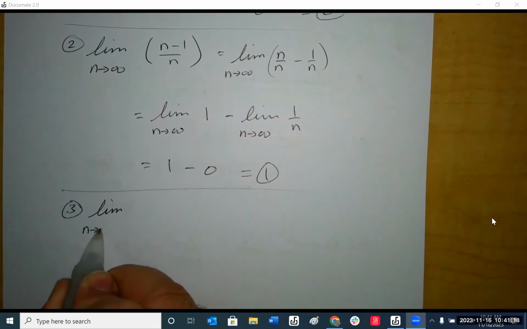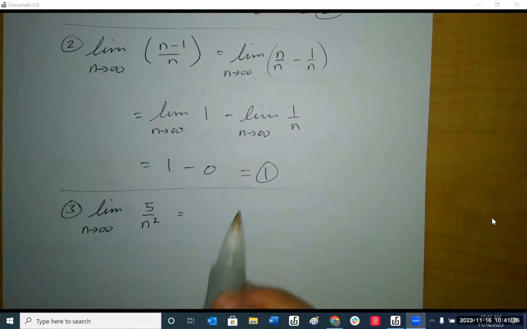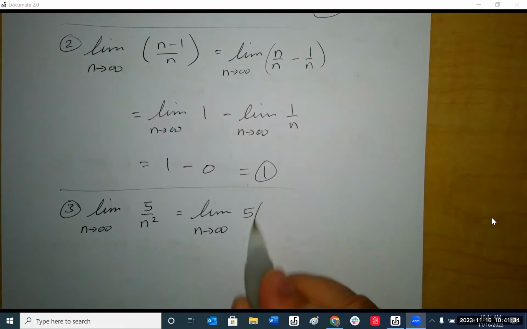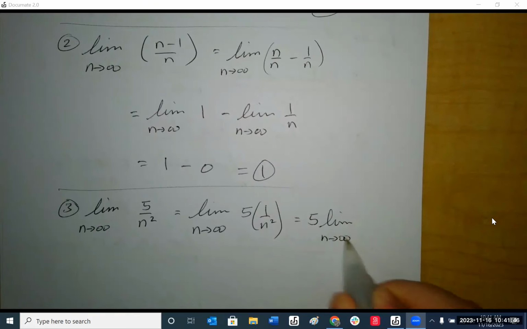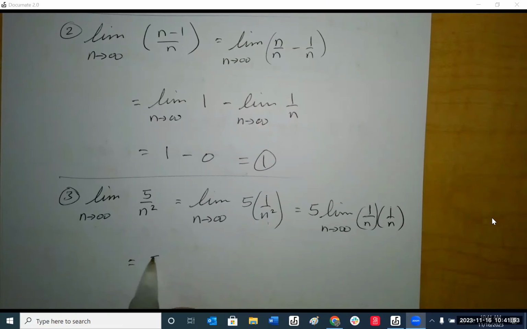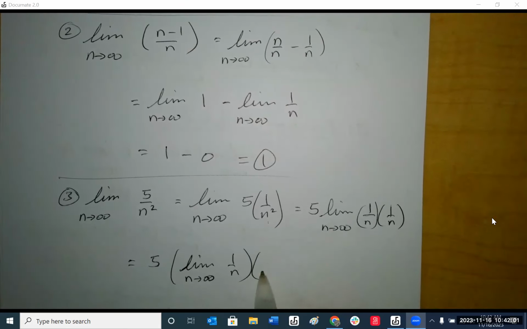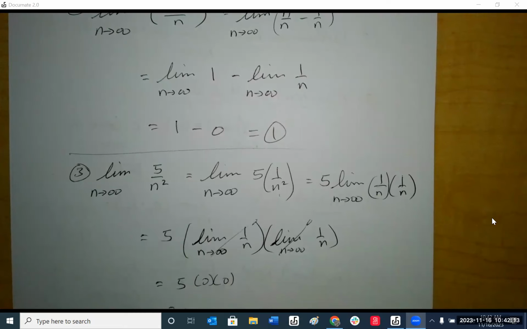The limit as n goes to infinity of 5 over n squared. We have the constant times 1 over n squared. One over n times 1 over n. So it's the limit of 1 over n times the limit as n goes to infinity of 1 over n. This one goes to 0. This one goes to 0. So the whole thing goes to 0.